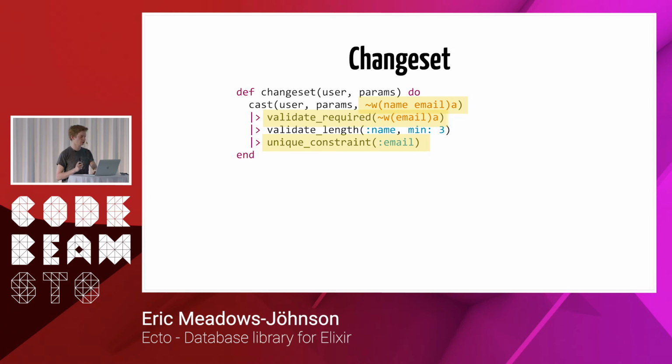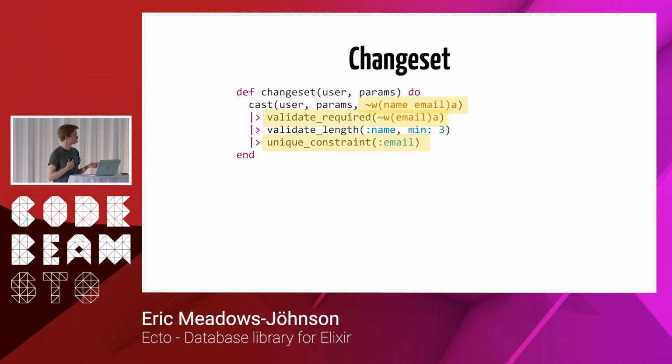We pass in the params here. The params represent external input from the user, and the final argument here with the sigil, with the name and the email, specifies the keys that we want to extract from the params. So if we have data that we don't want the user to change, we can whitelist the data that we actually want to take from the user. Yeah, as I showed here.